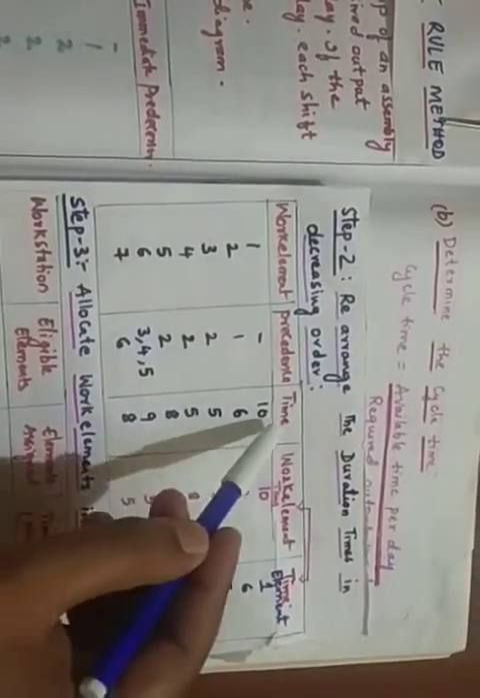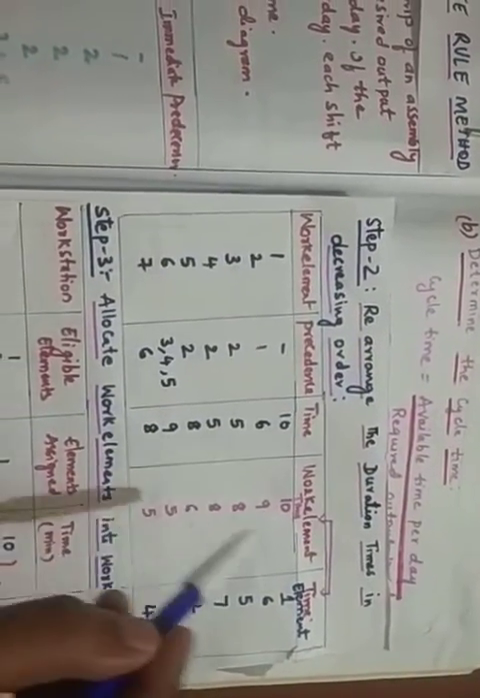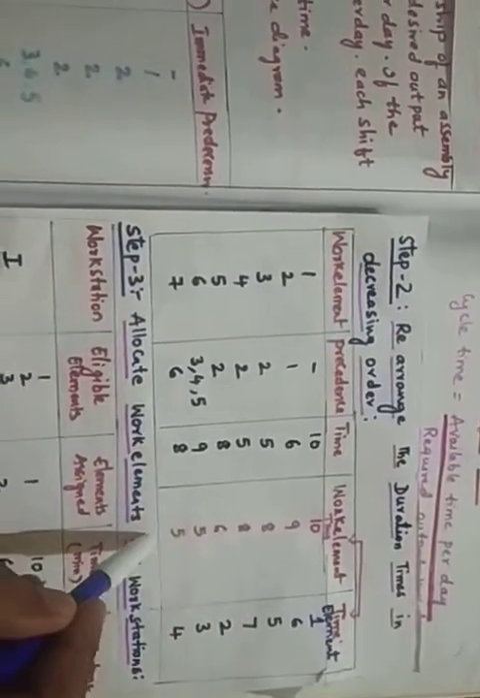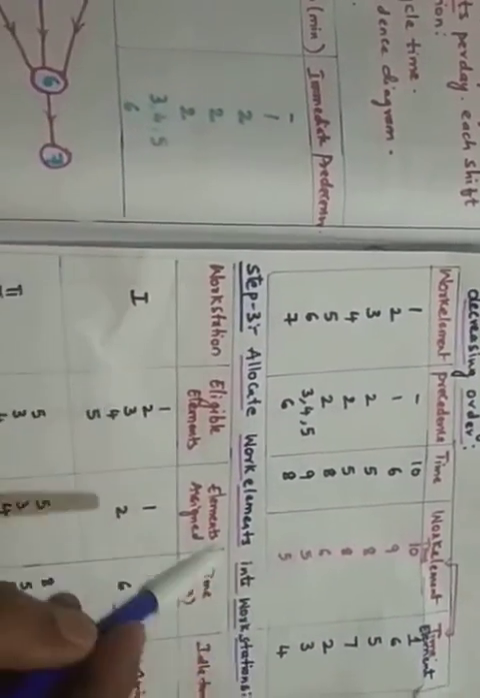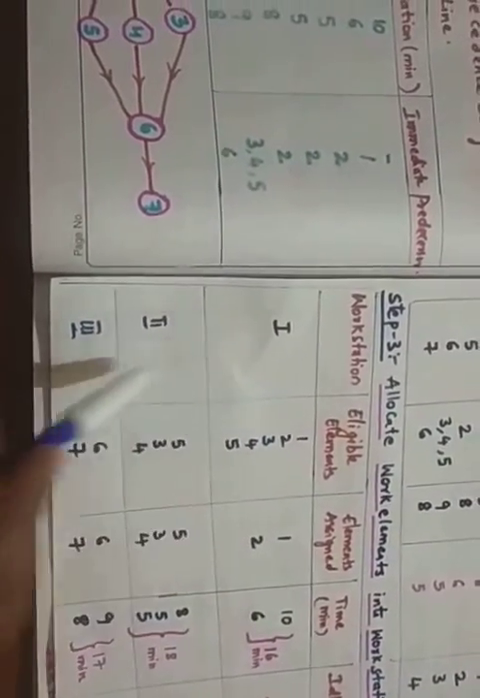Whatever durations are given in the problem, they have to be rearranged in decreasing order. Starts from the highest element to the lowest element. Okay, after completion of this, you need to distribute the various work elements into different workstations.